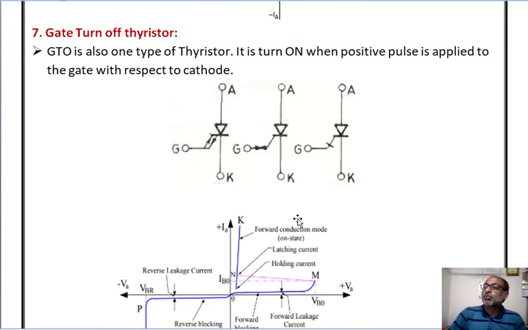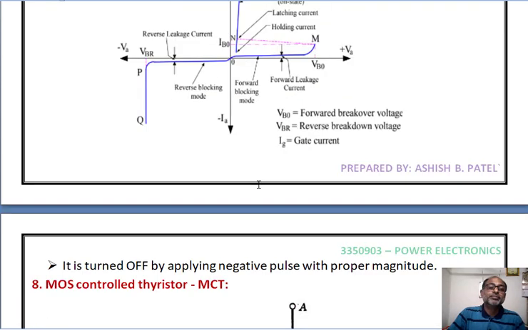It is most important. It is turned on when a positive pulse is applied to the gate with respect to the cathode, and it will turn off by applying a proper negative pulse. So it requires a negative pulse to turn off. When we apply a sufficient negative pulse to this GTO, it will turn off.